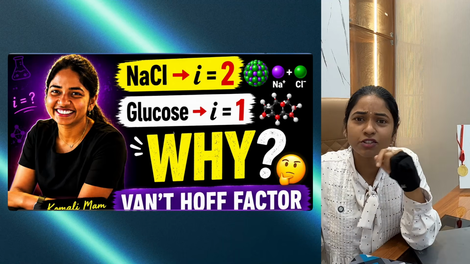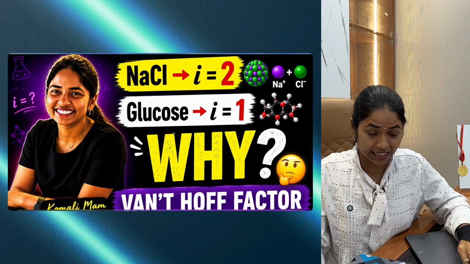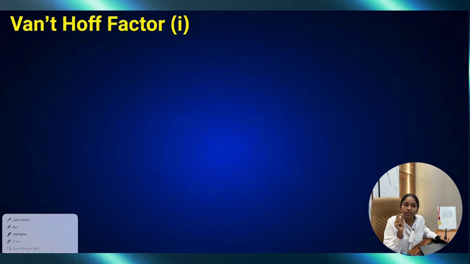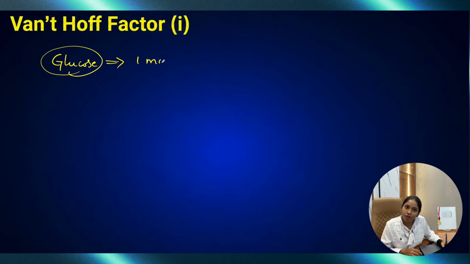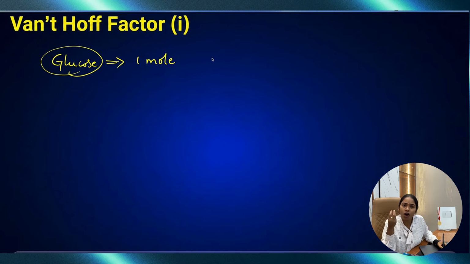Coming to this Van't Hoff, what is this Van't Hoff factor? Let us see. For example, I have glucose, and I am taking 1 mole of this glucose. This 1 mole of glucose I keep in a solvent. What we expect is that 1 mole should be 1 mole.